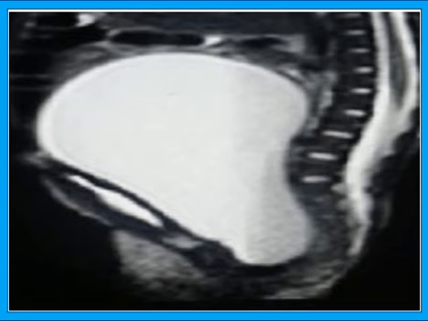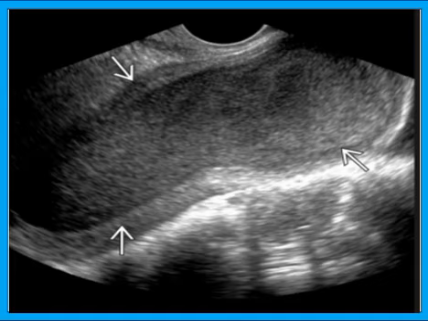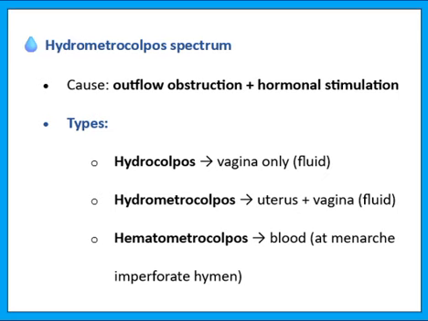The first pelvic cystic lesion in girls is here. Sagittal MRI T2 weighted image and ultrasound. Hydrometrocolpos spectrum. Cause: outflow obstruction plus hormonal stimulation. Types: hydrocolpos is fluid only in the vagina. Hydrometrocolpos is fluid in both the uterus and vagina. Hematometrocolpos is blood at menarche due to imperforate hymen.